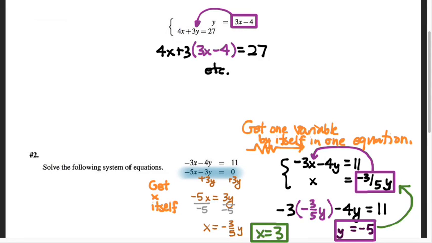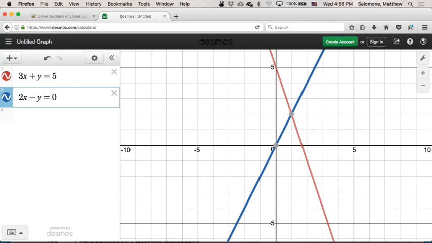What we want is a method that doesn't require us to make a substitution, because not every system of equations that we solve is going to be set up for us to do a substitution quite so quickly. Let's take a moment and consider this new system. 3x plus y equals 5, and 2x minus y is equal to 0.